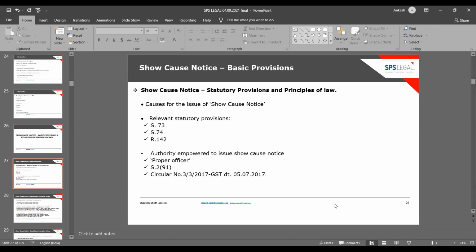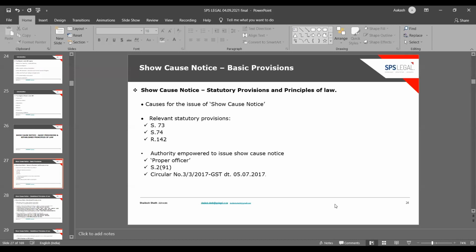The sum and substance of this board circular is that officers from superintendent, assistant commissioner, deputy commissioner, joint commissioner, and additional commissioner are empowered to issue a show cause notice and also issue an order under various sub-provisions of Section 73 or 74, because they are designated proper officer for this purpose by the latest circular dated February 2018. There are two important aspects here. The first is that an inspector, who is subordinate to the superintendent, cannot issue a show cause notice under Section 73 or 74.